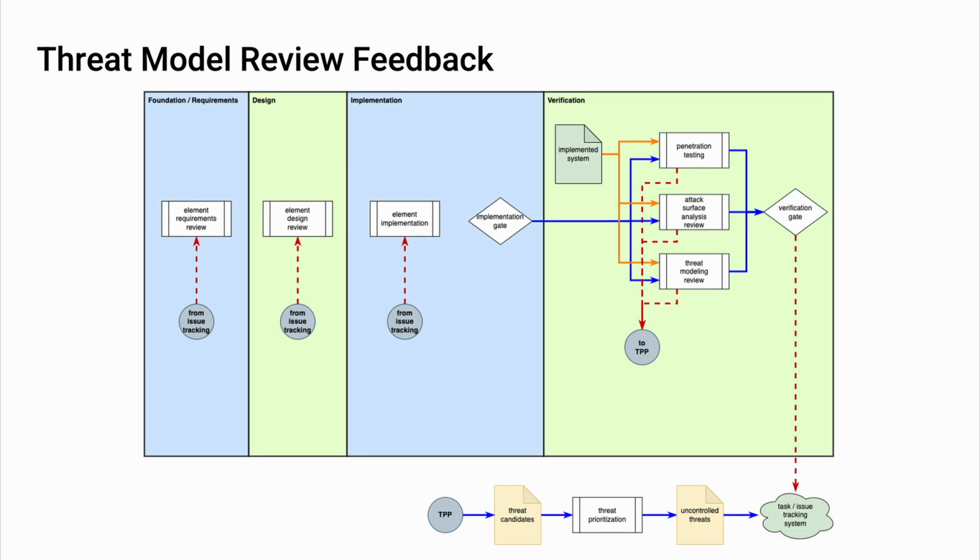Since it occurs in the verification phase, feedback from the threat modeling review may have impact in additional places when compared with threat modeling itself. As we can see, the threat modeling review in the verification phase has feedback which channels through the threat prioritization process and eventually into the issue tracking system. This feedback can return to the element implementation in the implementation phase, the element design review in the design phase, or the element requirements review in the requirements phase.